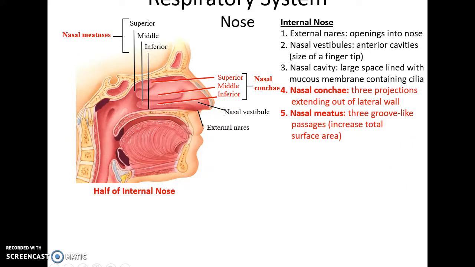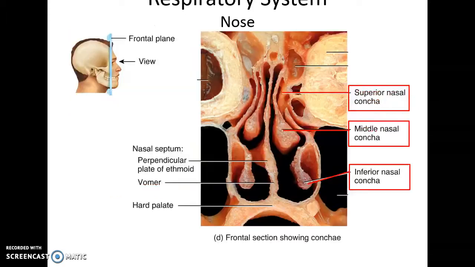The grooves that air passes through between these conchae are called the meatuses. So you have the superior nasal meatus, the middle nasal meatus, and the inferior nasal meatus. And by having the air run past these projecting structures, it helps increase the overall surface area to which the air is exposed to help warm it up, moisturize it, and remove particulates.